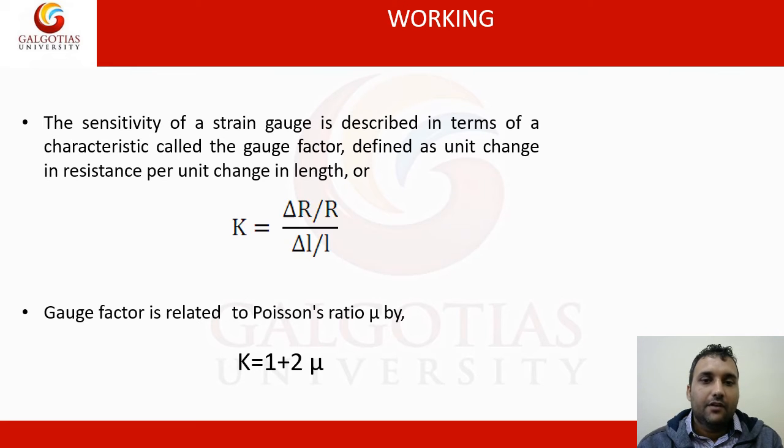The sensitivity of strain gauge is described in terms of a characteristic called gauge factor. This is defined as unit change in resistance per unit change of length. That is, K is equal to delta R upon R, the unit change in resistance, divided by delta L upon L, the unit change in length. The gauge factor is related to Poisson's ratio mu by K is equal to 1 plus 2 mu.